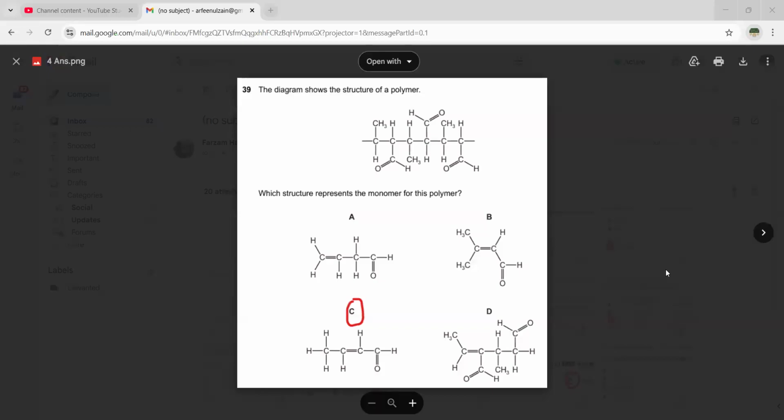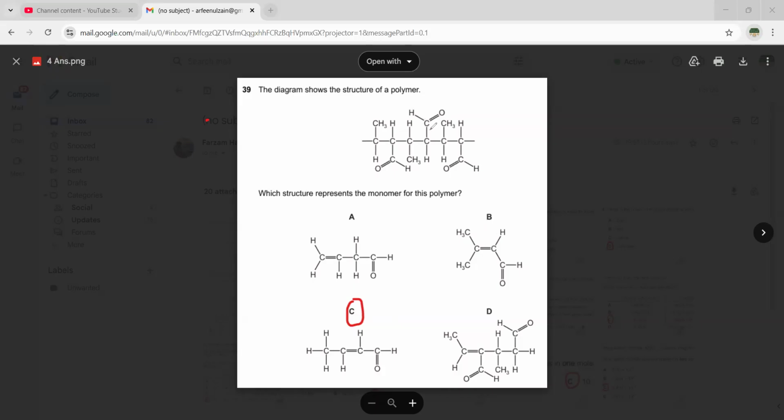Okay. So, first part of the session, I will discuss the doubts related to paper 2, and then we'll start the discussion of a mock paper 4 set 1. The diagram shows a structure of a polymer, which structure represents the monomer? How can you identify the structure of a monomer from the polymer?